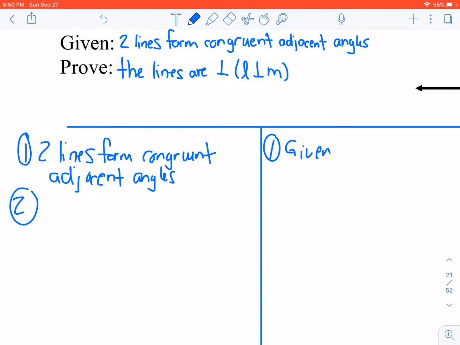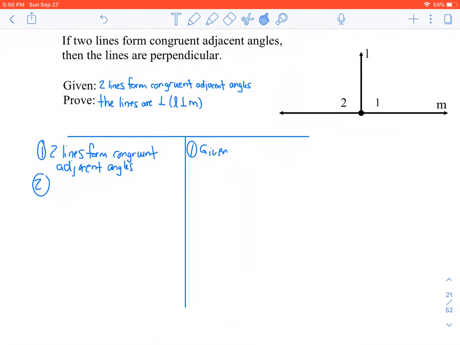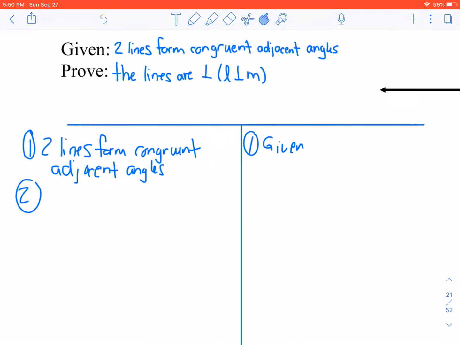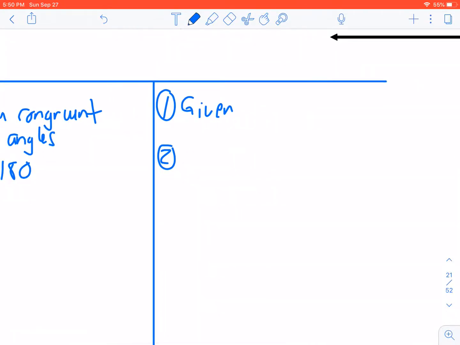Okay, second step. Look at my picture and I say, okay, if they're adjacent, and I notice they lie along the same line, those are called a linear pair. And if they're a linear pair, it means they add to 180. So I'm going to say angle 1 plus angle 2 equals 180. And how do I know that? Definition of a linear pair.